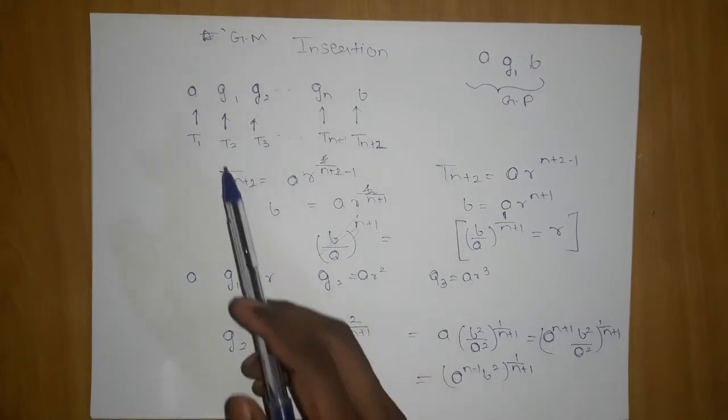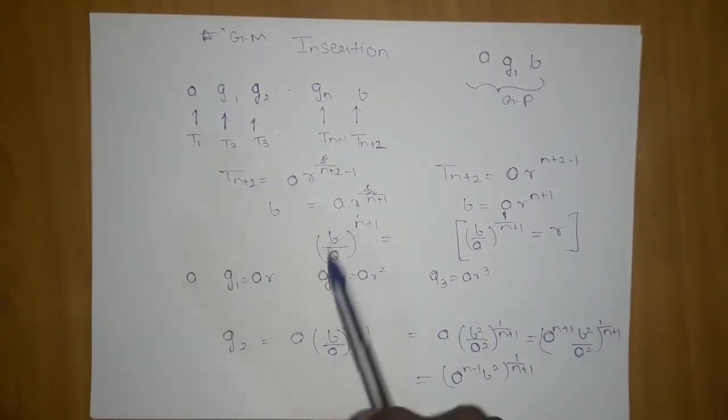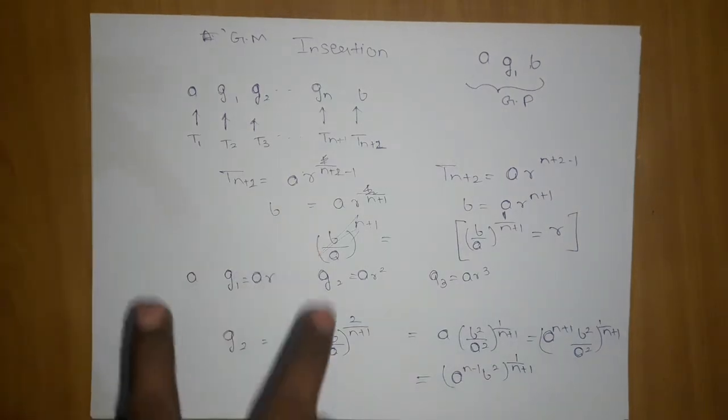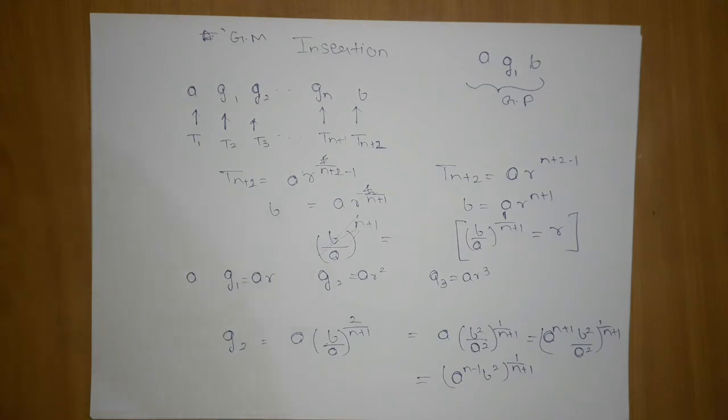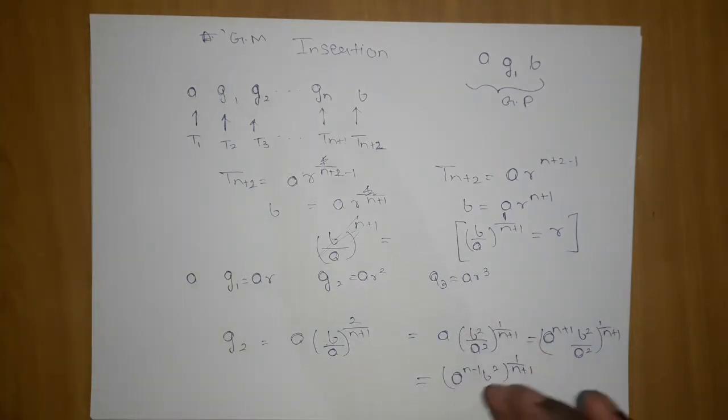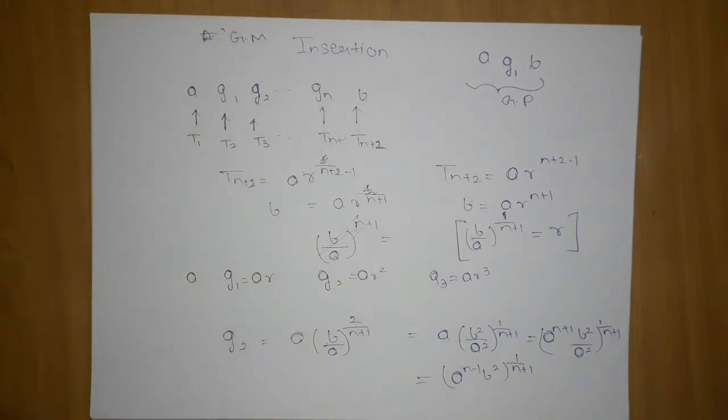Now further on, we came to know that g1 is nothing but ar, g2 is nothing but ar square, and g3 is ar cube. So between two terms, we can find any gm by finding r, which is (b/a) to the power 1 upon n plus 1. This is the general r. If we know r, we can get any gm directly: g1 equals ar, g2 equals ar square, g3 equals ar cube, that is, a times r to the power of the term position.